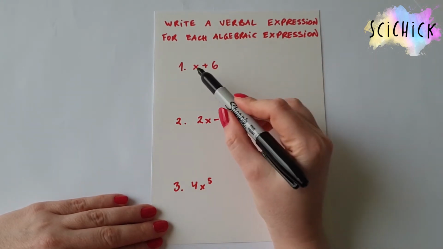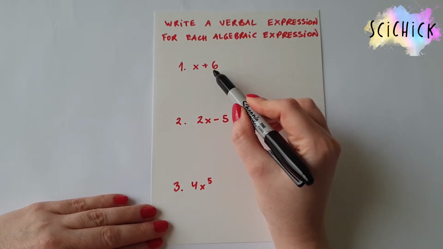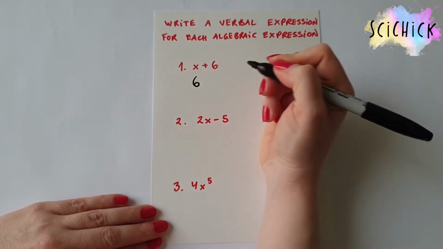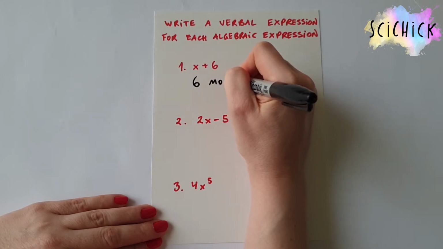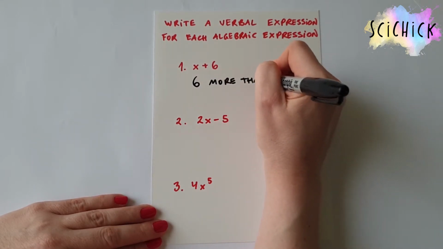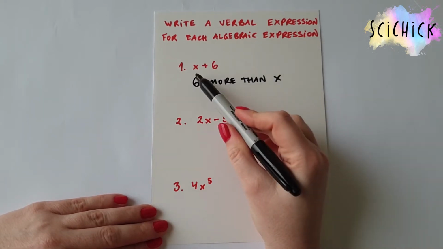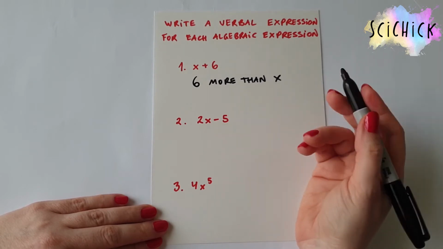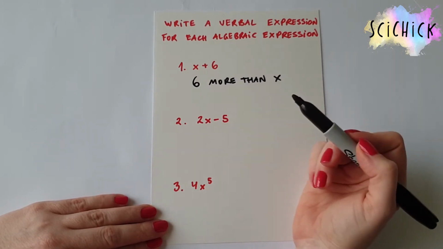Well, this is x plus 6, or we can write 6 more than x. Both options are equally correct. 6 more than x. We could also write the sum of x and 6. That would also be correct. So there is sometimes more than one possibility for writing things, like in this example.